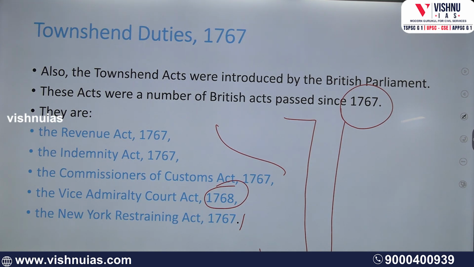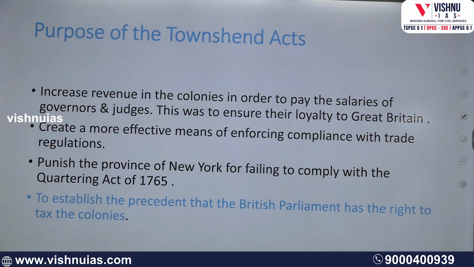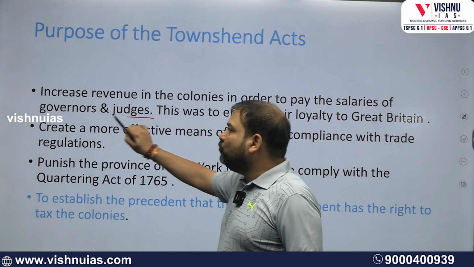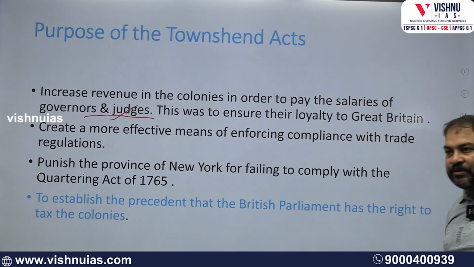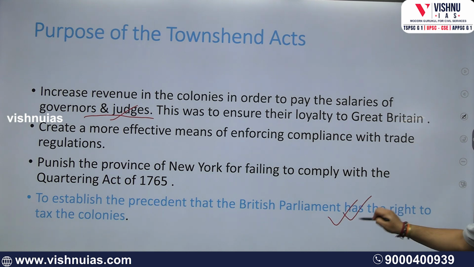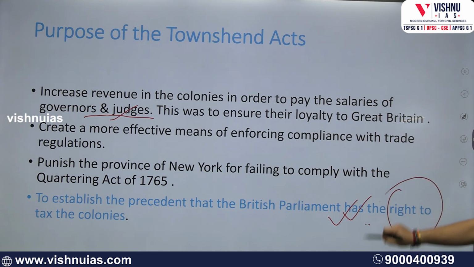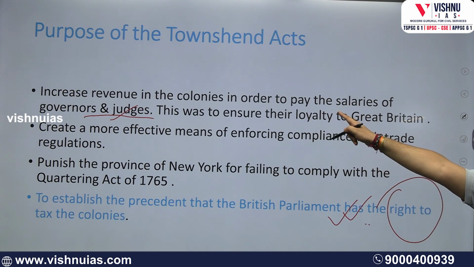duties or acts, you can say? As I said earlier, this is to communicate to the Americans that, see, we are the masters. Whatever we want, we will do. Along with that, invariably all this would give some money. So this revenue would be used to pay the governors and judges. And this is the most important point, which is in blue, to show that there is British authority. Whatever the British want, they can do. They have the right to tax the colonies. Am I clear?